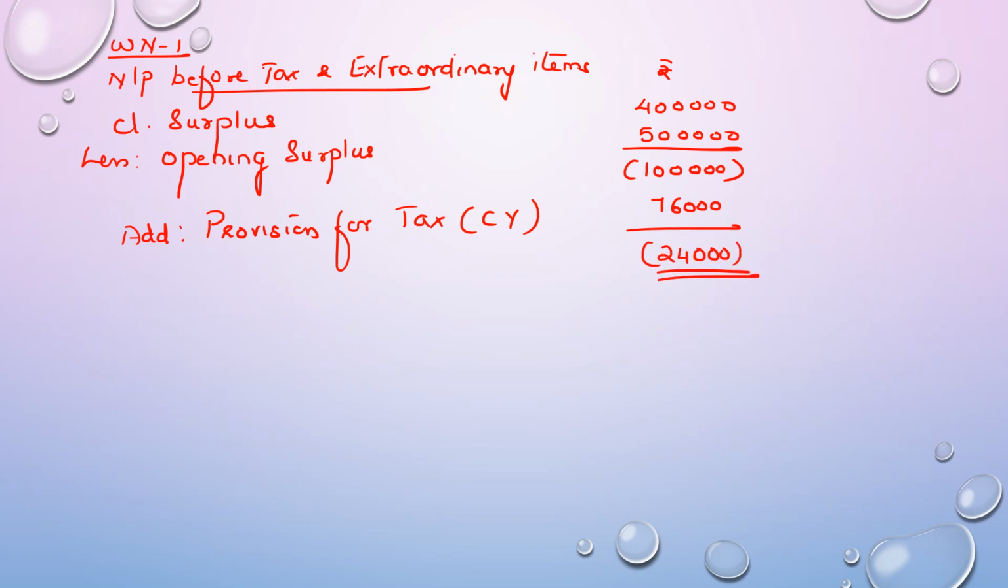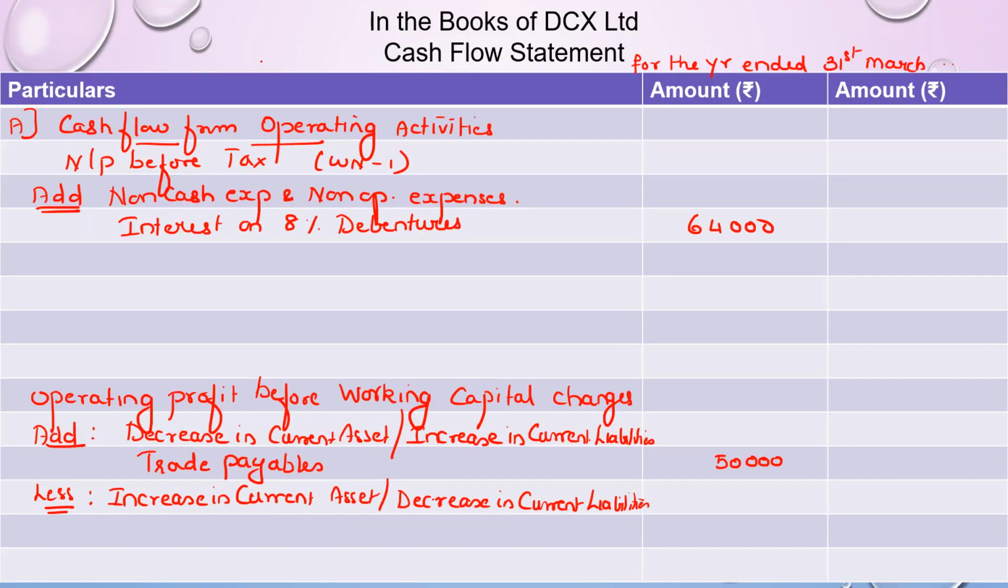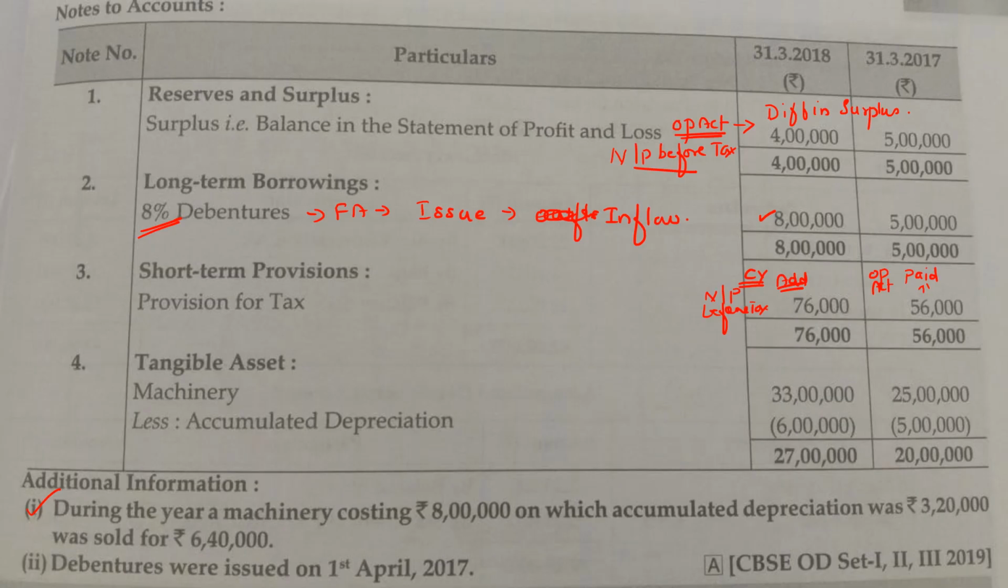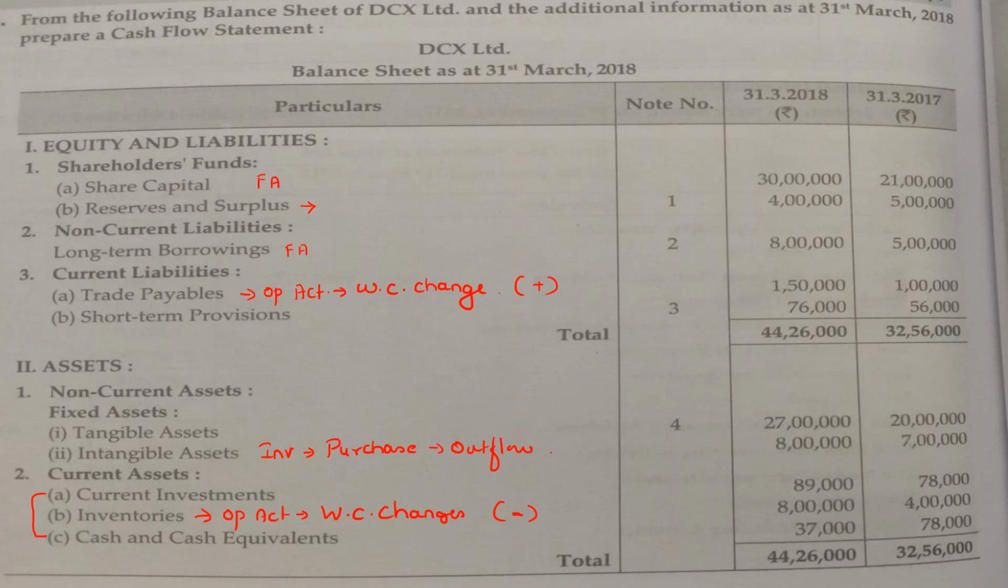This is the amount which is net profit before tax. This you can immediately include here and say negative 24,000 is your starting point of cash flow from operating activity. Hope that's clear. Now going back to the next one, we have finished the liability side completely.